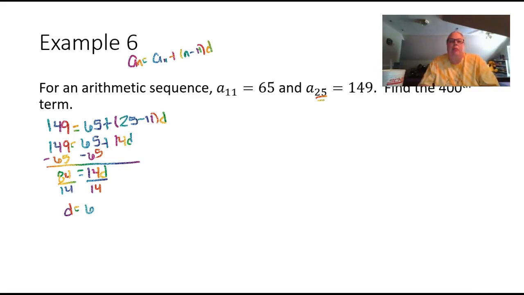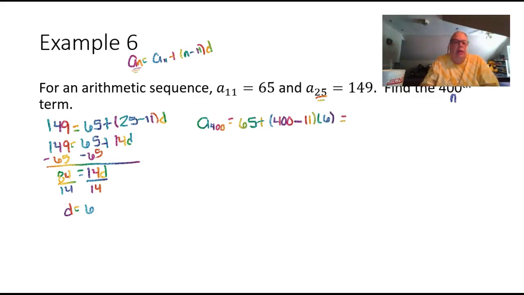And again, I'm going to use this formula right here. For n, I'm going to use 400. I'm still going to use a11 here. I have my common difference. an is what I'm going to be looking for, the 400th term. So a sub 400, I'm looking for the 400th term. a11 was 65. The term I'm looking for is 400. The term I'm beginning with here is 11, and our common difference is 6.